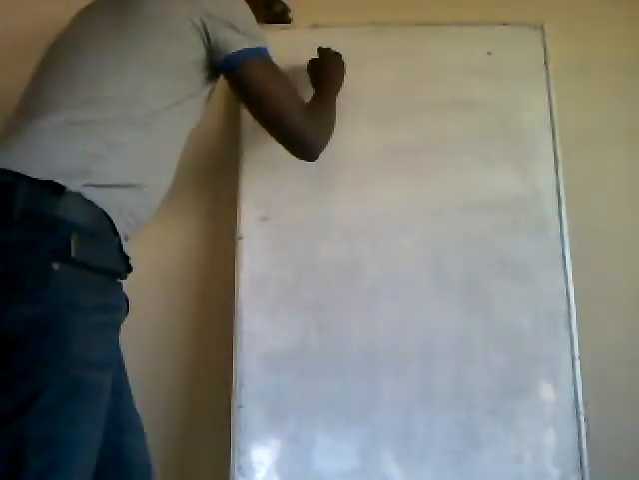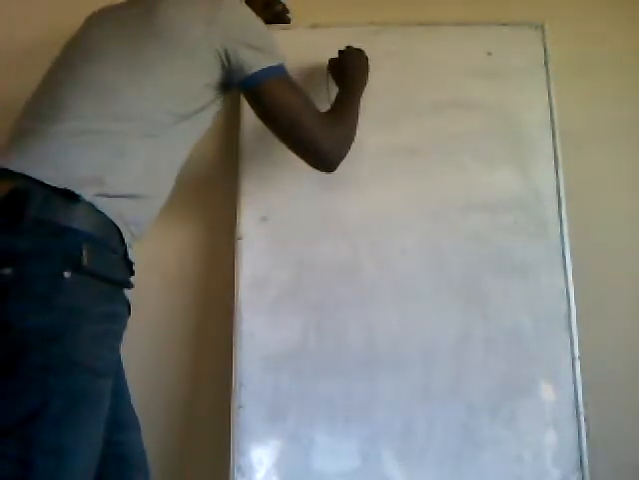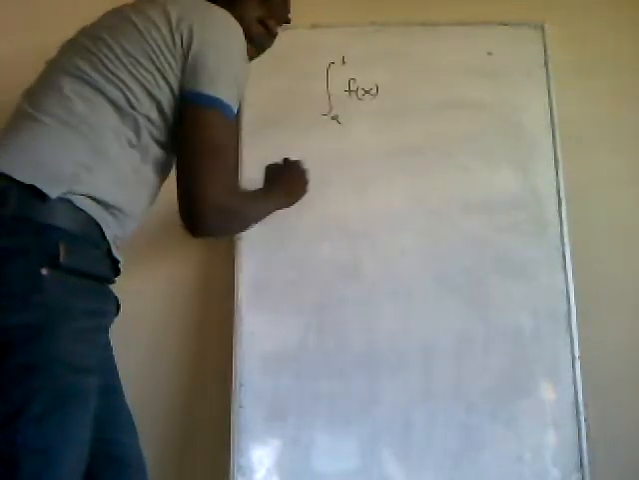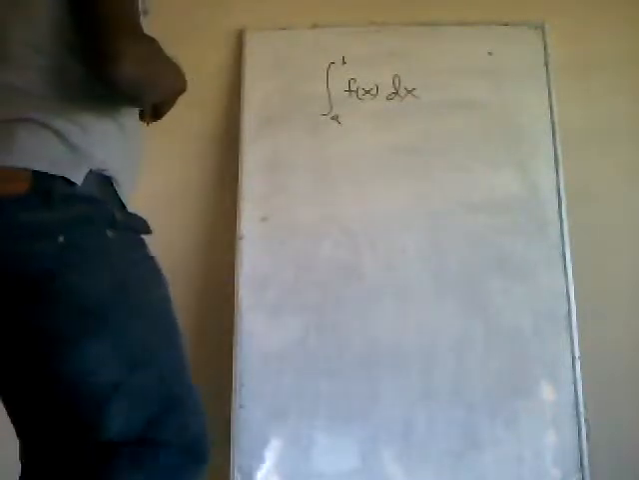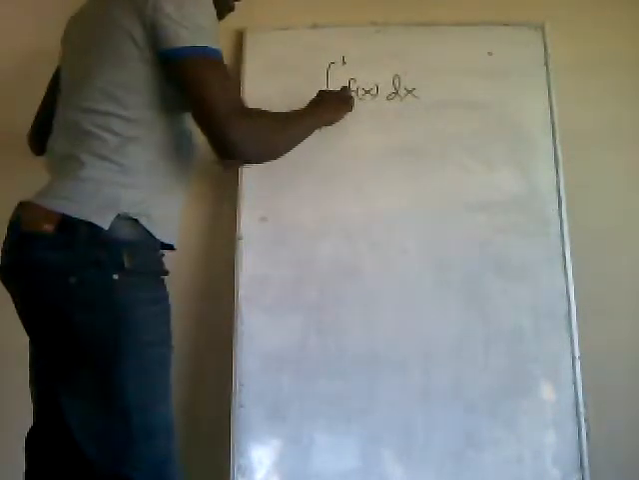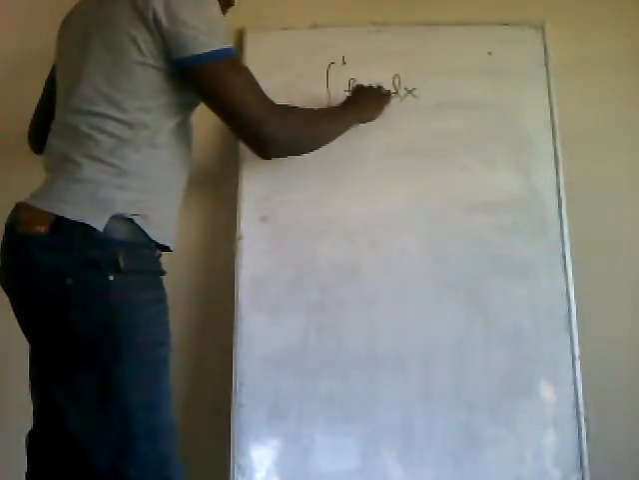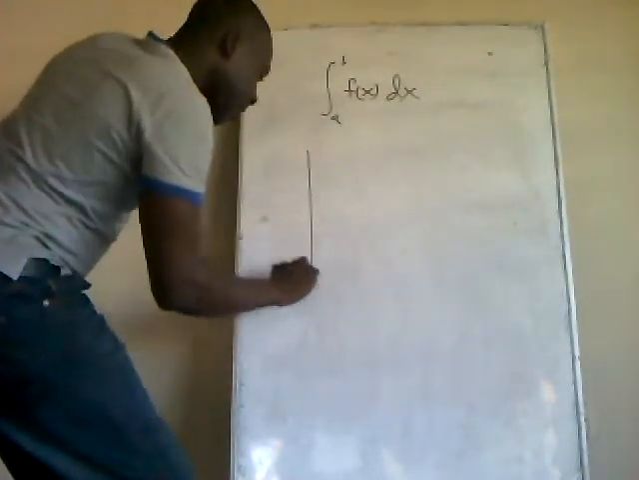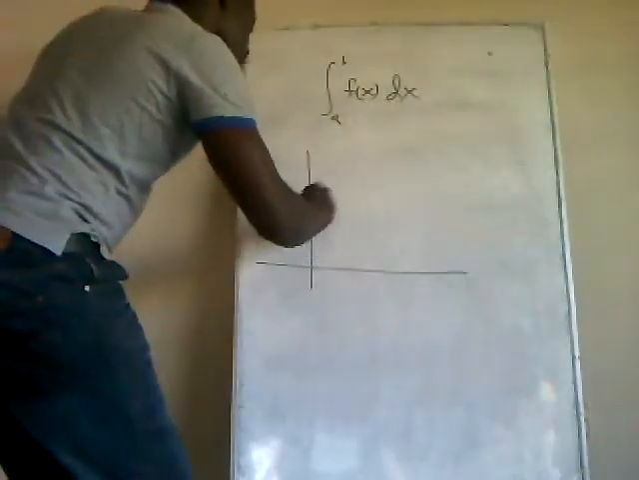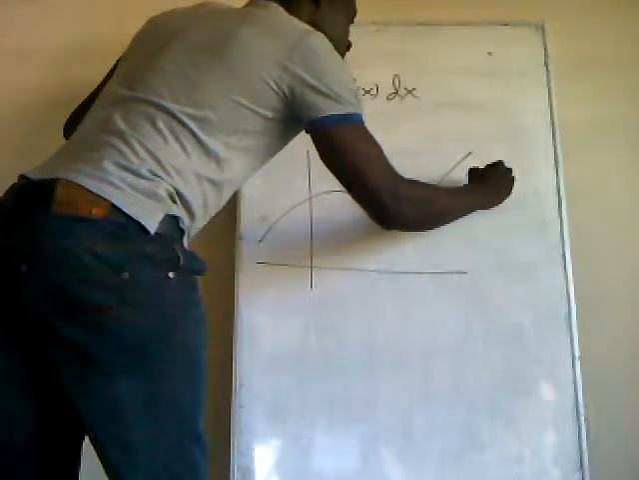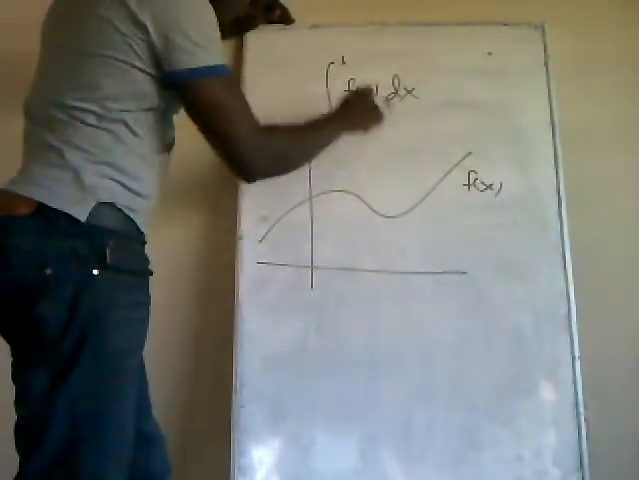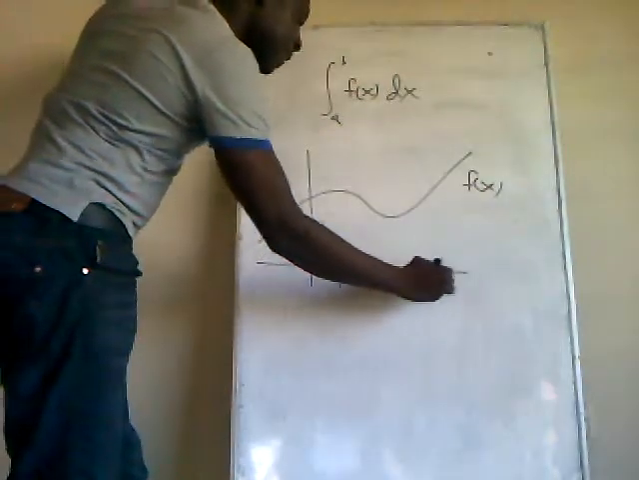Integral from a to b of f of x dx. Now f of x here is a function. Let's call this f of x. And a to b is an interval on the x-axis.